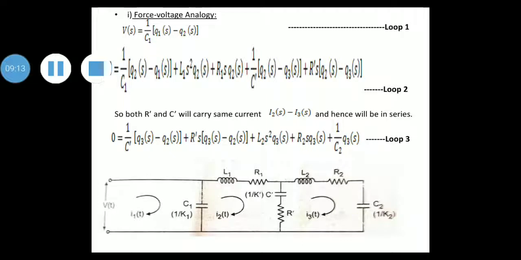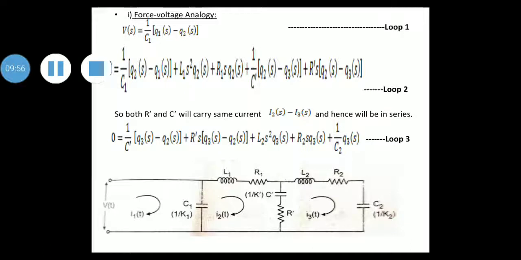So both R dash and C dash will carry the same current I2 of s minus I3 of s, and hence will be in series. Then the third equation will be 0 equal to 1 by C dash Q3 of s minus Q2 of s plus R dash s Q3 of s minus Q2 of s plus L2 s square Q3 of s plus R2 s Q3 of s plus 1 by C2 Q3 of s. This is taken as loop 3.